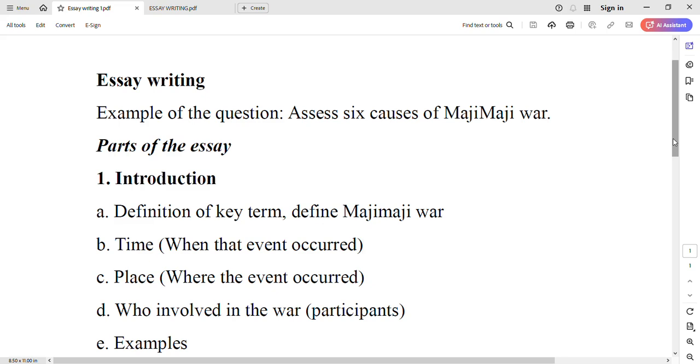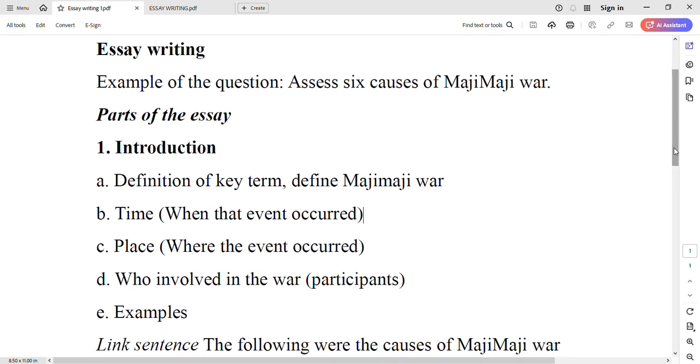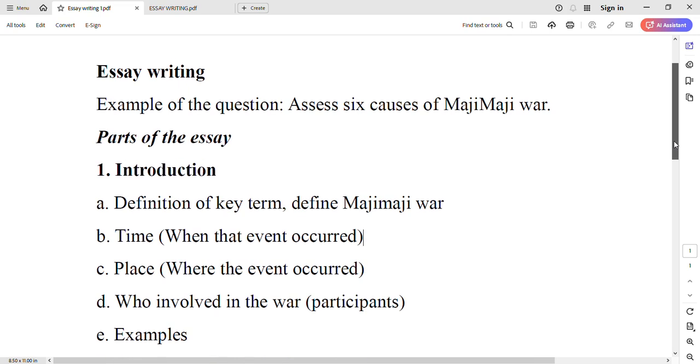And lastly, the example. If you have an example in your introduction, you may provide it. Not every introduction has an example; some introductions cannot have one. But here you can provide an example in the case of participants: examples of the tribes involved in the Majimaji War, those tribes in the southern part of Tanganyika. Wangido, Matumbi, Yao, Ngoni. You should mention them as examples in your essay.